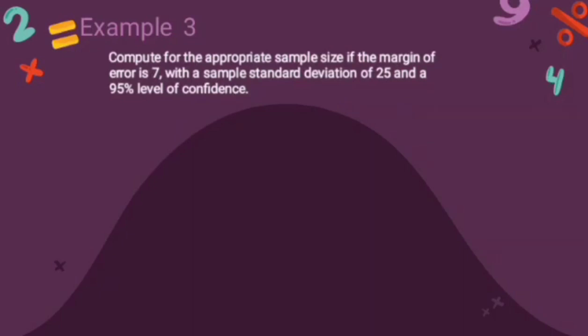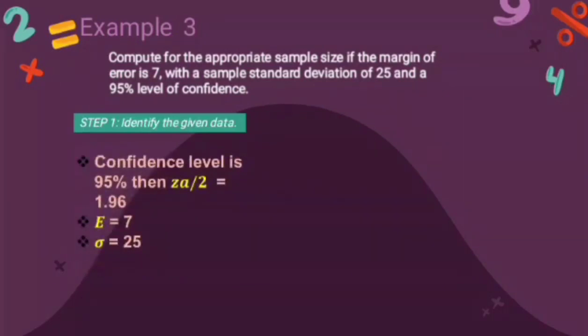Compute for the appropriate sample size if the margin of error is 7, with a sample standard deviation of 25 and a 95% level of confidence. Same steps. Our first step is to identify the given data. Our confidence level is 95%. According to the degree of confidence and degree of coefficient table, 95% is equivalent to 1.96. Then our margin of error is 7, and our population standard deviation is 25.